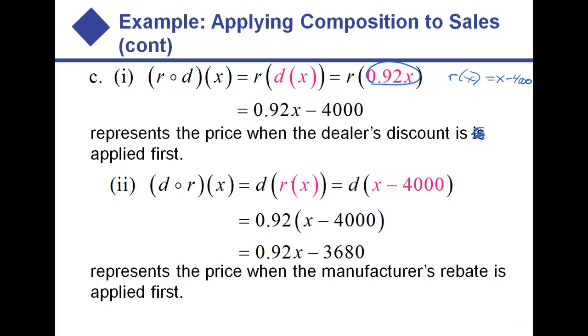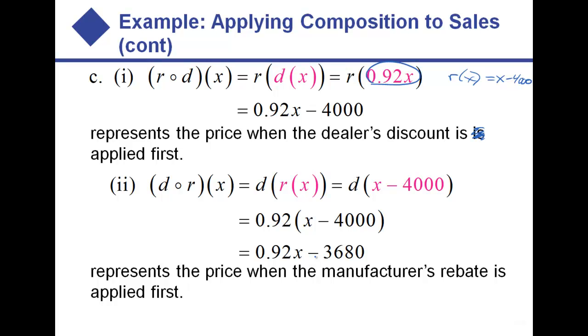This formula here, however, we're doing D of R. So we're doing the dealer's discount on the reduced price, right? The car minus 4,000. So now we're taking 8% off that reduced price. So there's my 0.92x minus 3680. That's the price when the manufacturer's rebate is applied first. So first you take the $4,000 off, then you take 8% off.